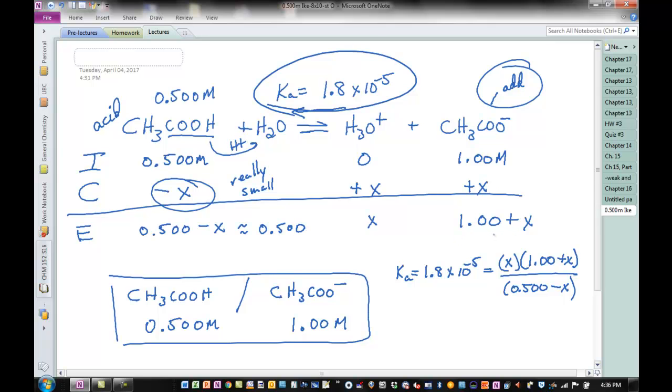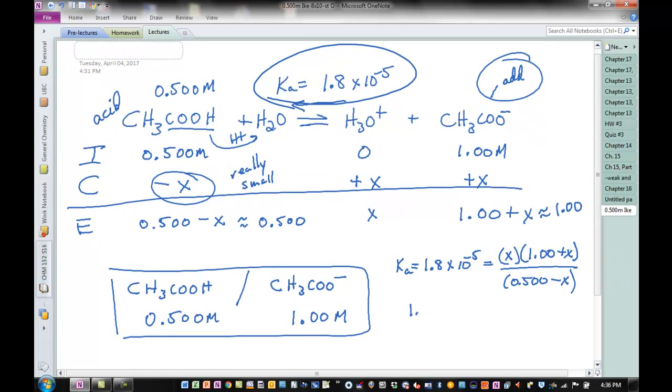And what do you think about 1 plus a really small number? Yeah, we're going to assume this stays about 1. That's kind of nice because then our calculation is greatly simplified. We have x times 1 over 0.5.